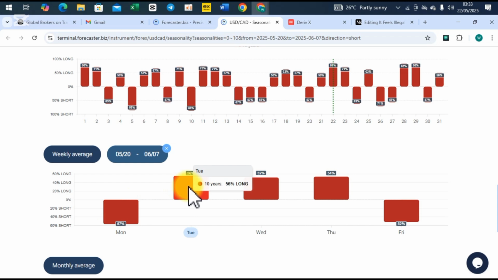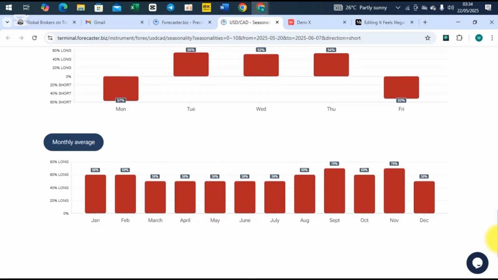Then 10 years ago it was long, 56. It will be correlating with the 10 years ago price pattern with 56%, 52 long. This is on Wednesday, like that. So if we go to monthly, you can get the USD CAD monthly average correlation with 10 years back.